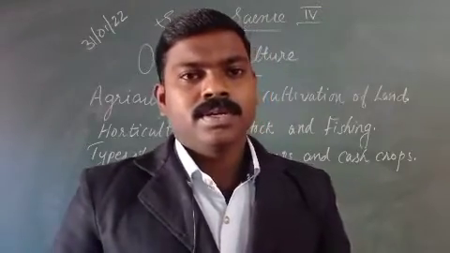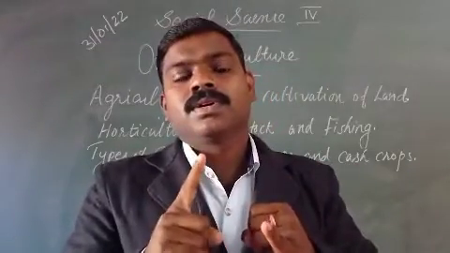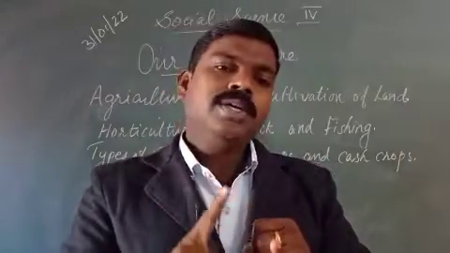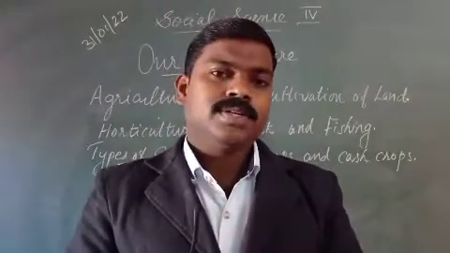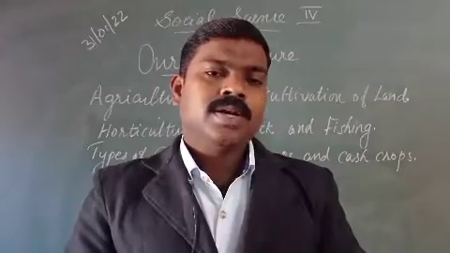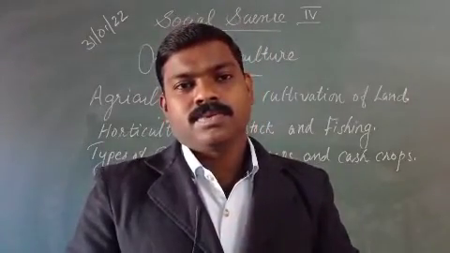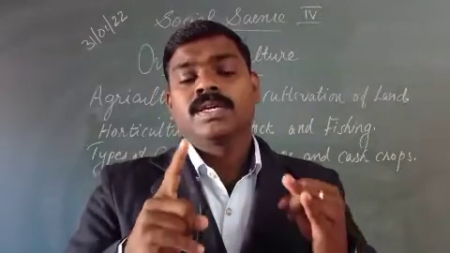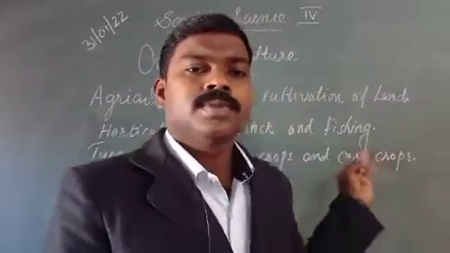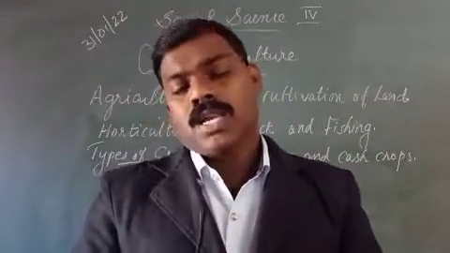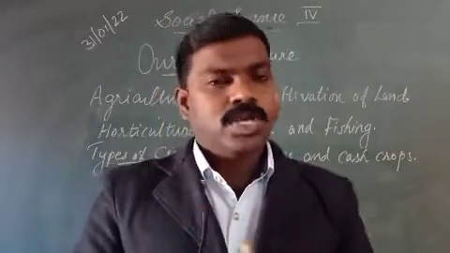This much you understand: what is cultivation. Cultivation means the farming of the field. Agriculture means cultivation of land. Agriculture includes horticulture, fishing and livestock. Then there are two types of crops in India.